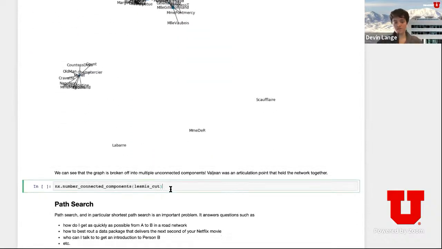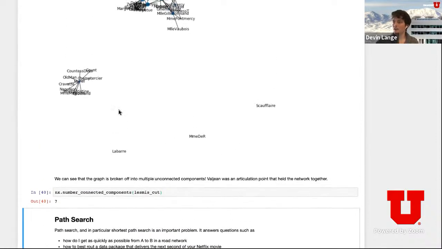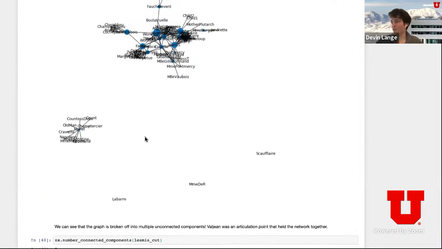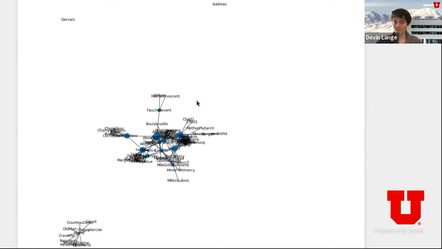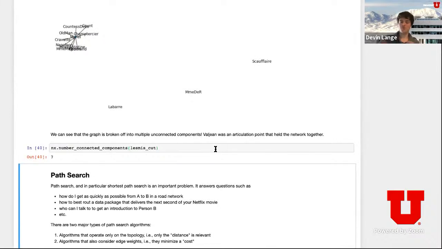You can quantify this by just counting the number of connected components. Graphs that are connected count as a connected component. So we have 1, 2, 3, 4. This whole chunk counts as one connected component, 5, 6, 7. So that's probably a game you could play here, removing a node and seeing the number of connected components. In some sense, how much of a linchpin are you to the structure of this network?